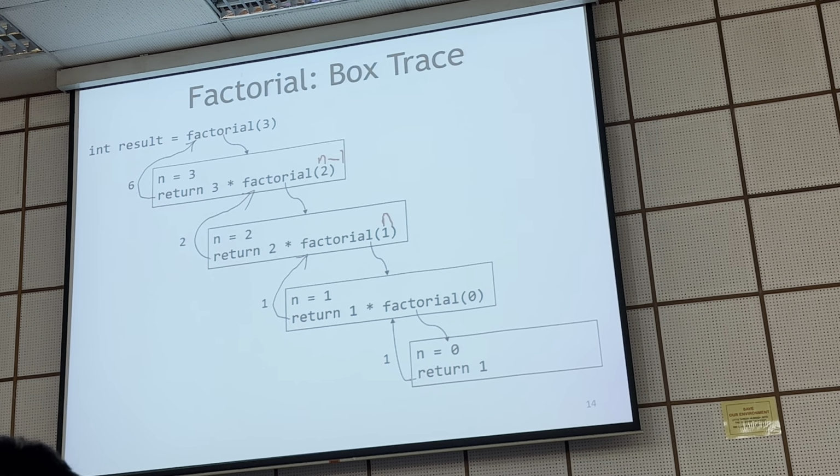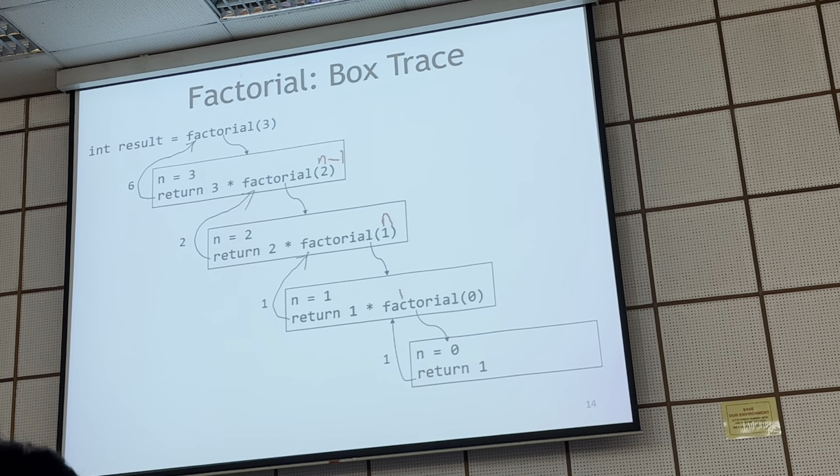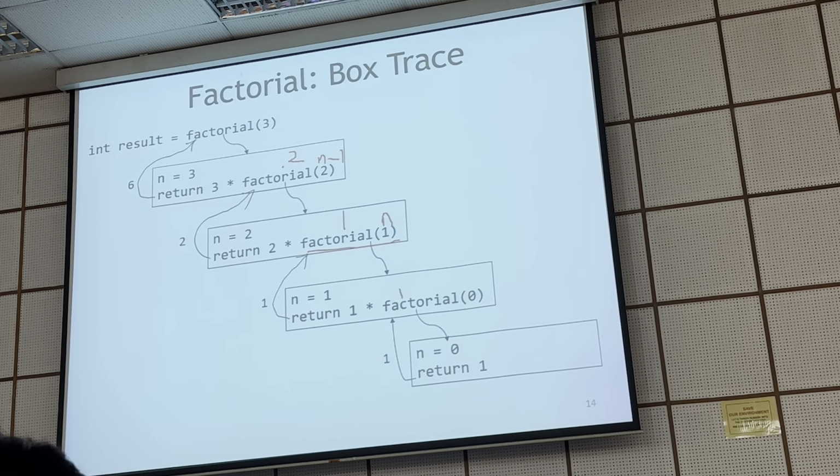We return 1. This is the stopping case. Return 1 to this. 1 times 1 is equal to 1. We return 1 to this recursive call. So this is 1 here. So 2 times 1, we return 2 to here. And as you can see, 3 times 2 is 6. That's your answer.